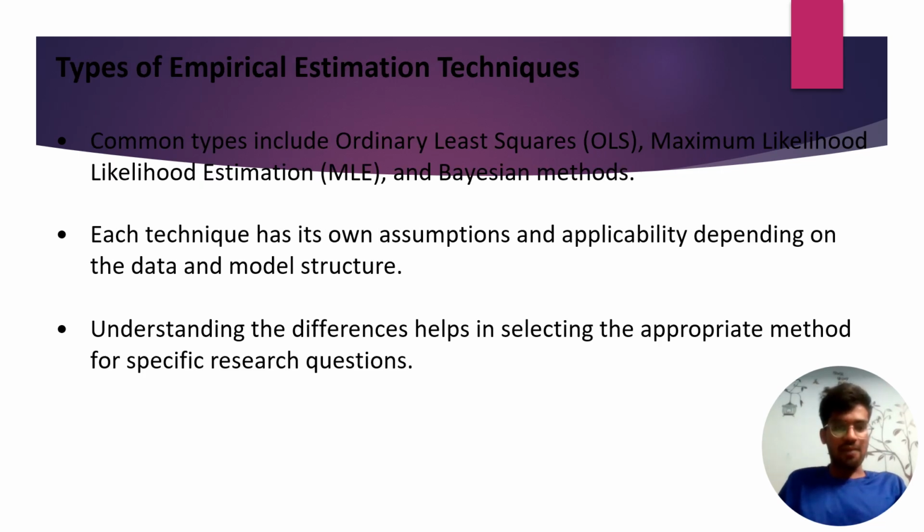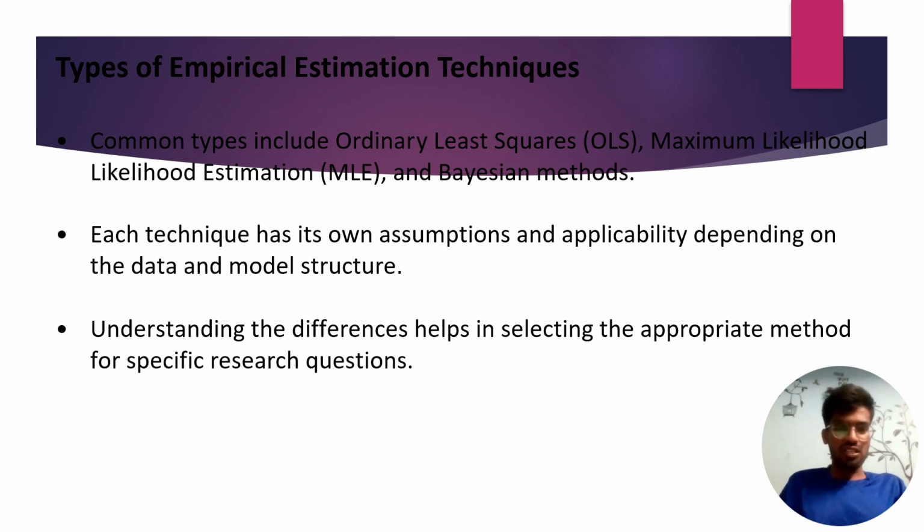After that, types of empirical estimation techniques. Common types include ordinary least squares, maximum likelihood estimation, and Bayesian methods. Each method has its own assumptions and applicability, depending on the data and model structure. Understanding the differences helps in selecting the appropriate method for a specific research question.